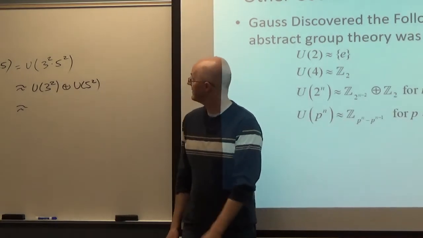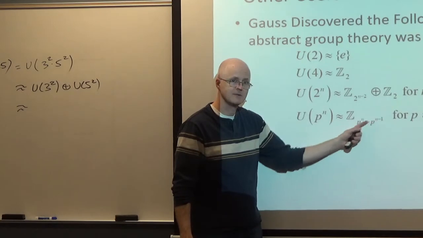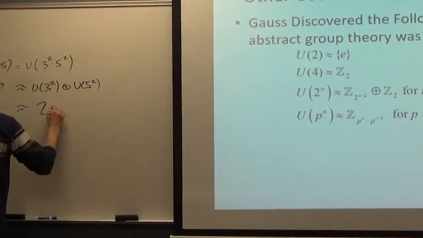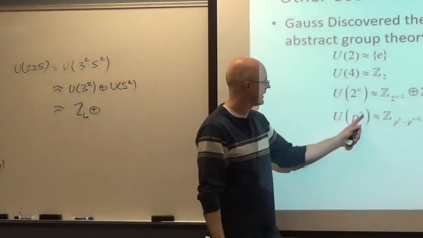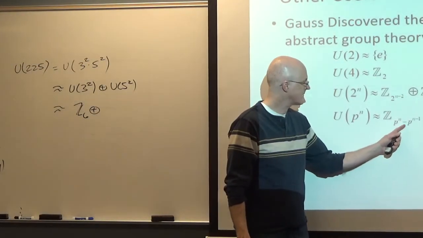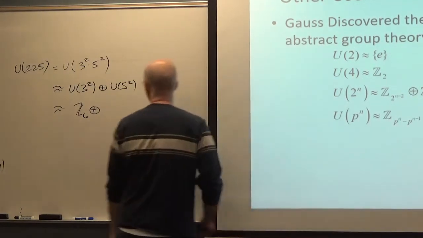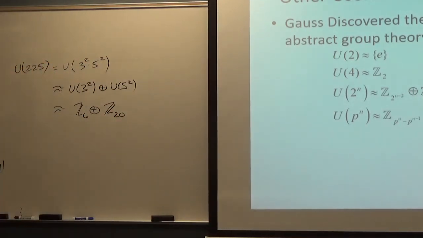So in the case where p is 3, you're going to get 3 squared minus 3 to the first. 9 minus 3 is 6. This first thing is isomorphic to Z6. And in the case where p is 5, you're going to get 5 squared minus 5 to the first. 25 minus 5, 20. This is going to be Z20 here. That tells you right away this has 120 elements, 6 times 20.